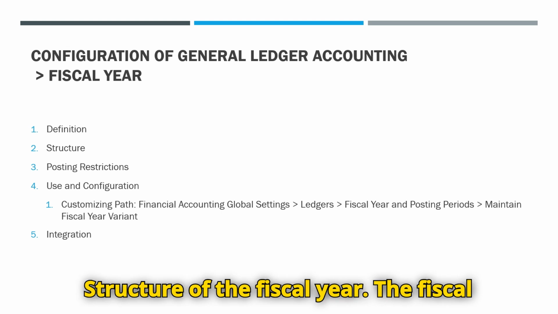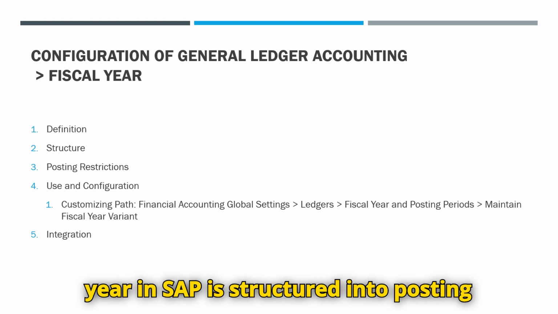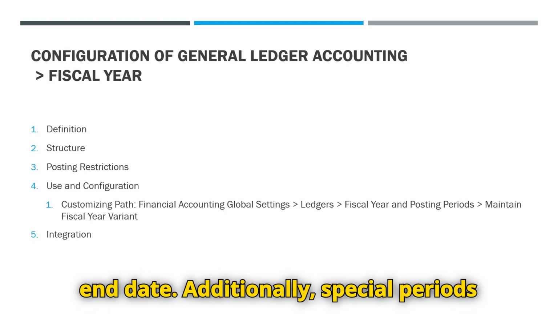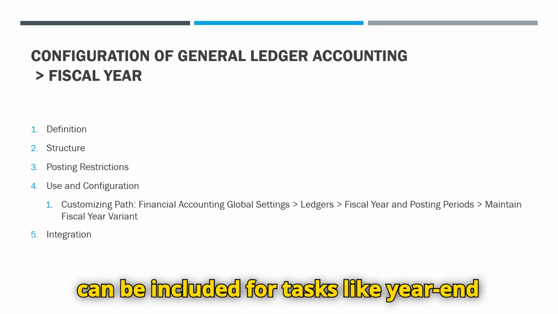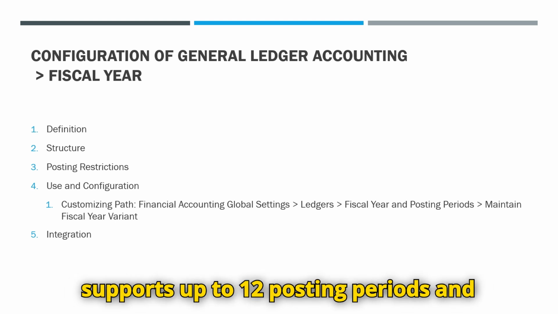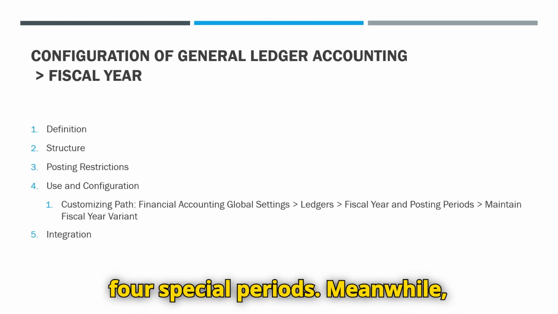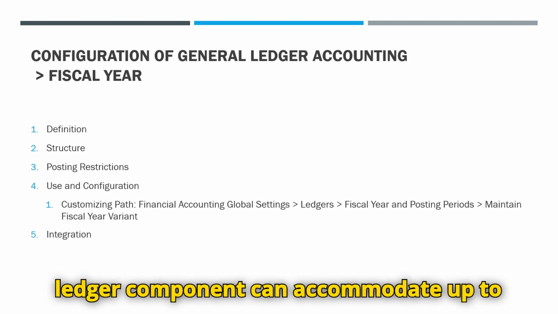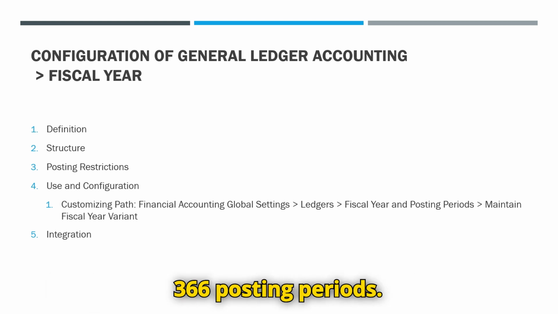Structure of the fiscal year. The fiscal year in SAP is structured into posting periods, each defined by a start and end date. Additionally, special periods can be included for tasks like year-end closing. For example, the leading ledger supports up to 12 posting periods and 4 special periods. Meanwhile, non-leading ledgers and the special ledger component can accommodate up to 366 posting periods.